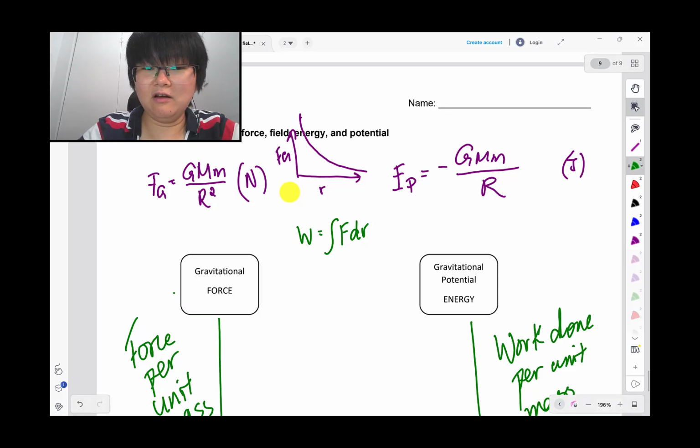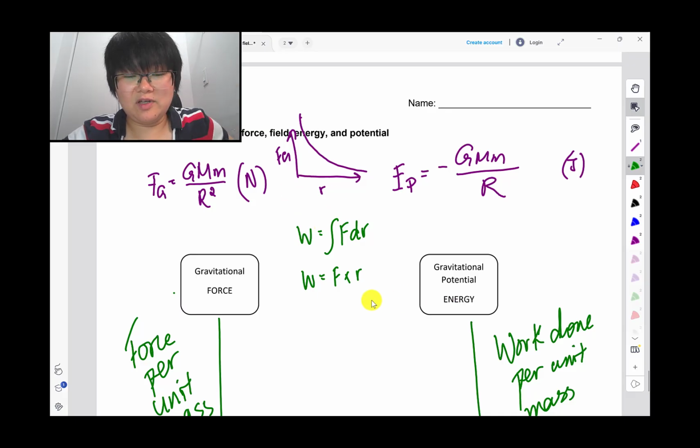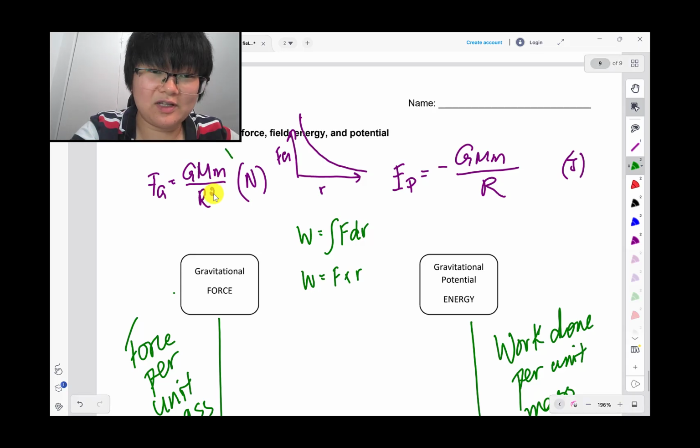So if you're thinking, well, isn't it you just take the force and multiply by r, or the distance, empirically it kind of looks like you can do that, because if I just multiplied this by r, it looks like I get rid of one of the squares on the bottom. Here, I'll write it out so you can see.